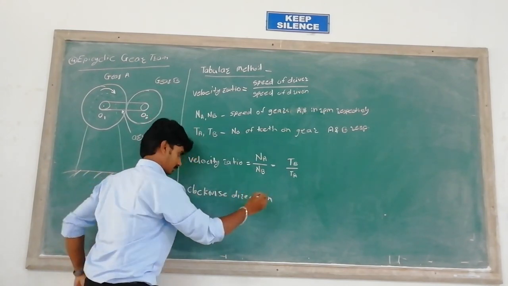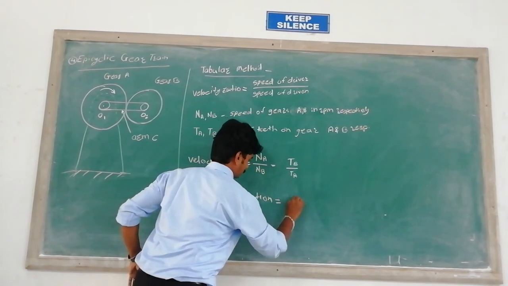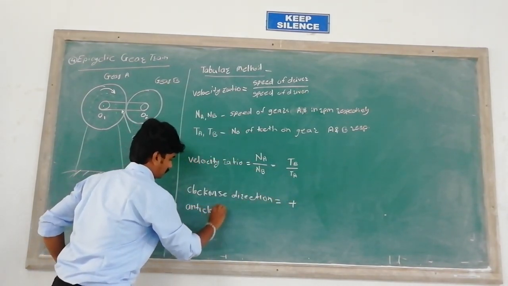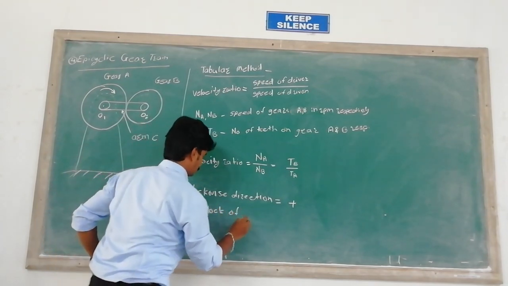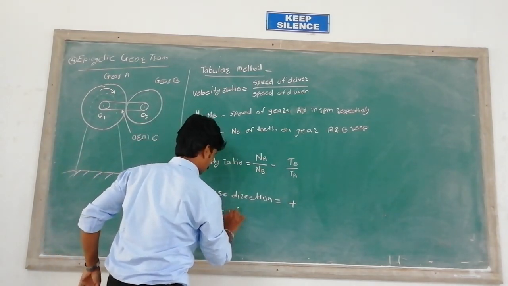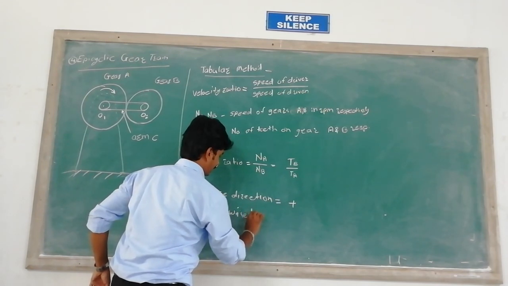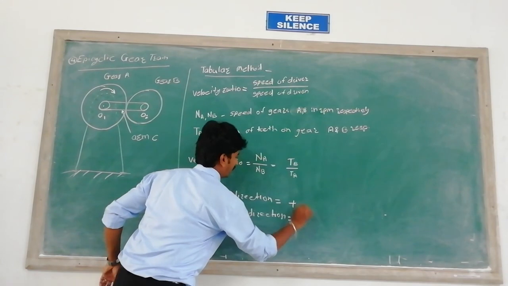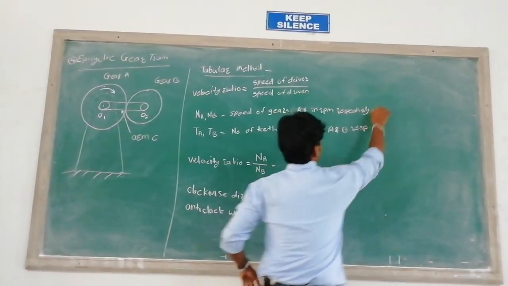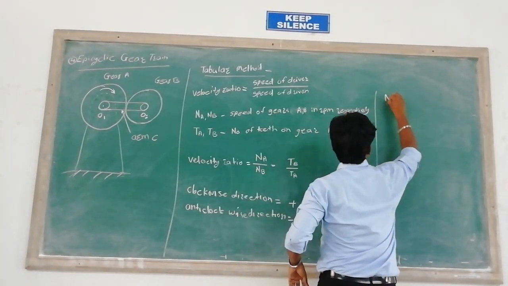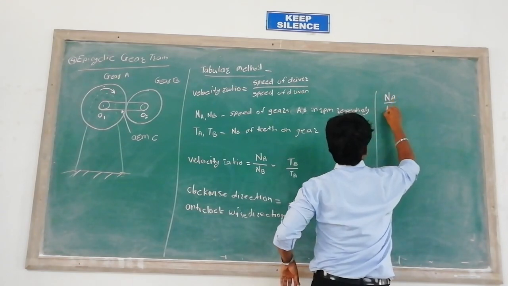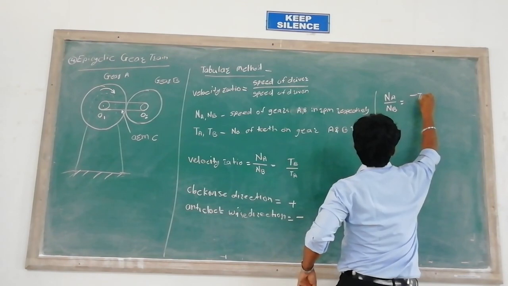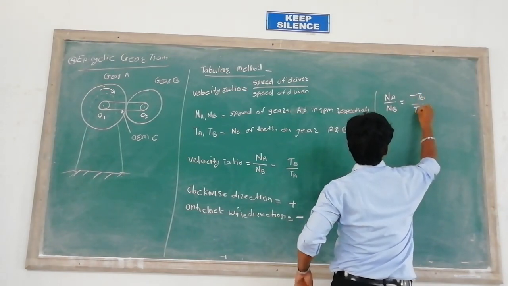Clockwise direction is equal to plus, anti-clockwise direction is equal to negative. Okay. So therefore, NA divided by NB is equal to minus TB divided by TA.